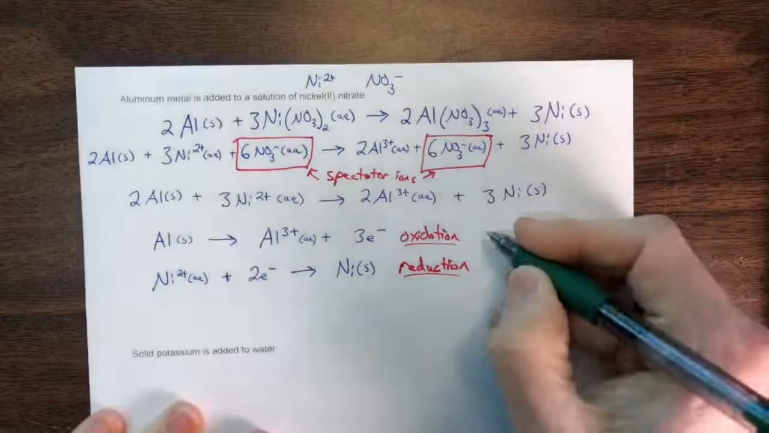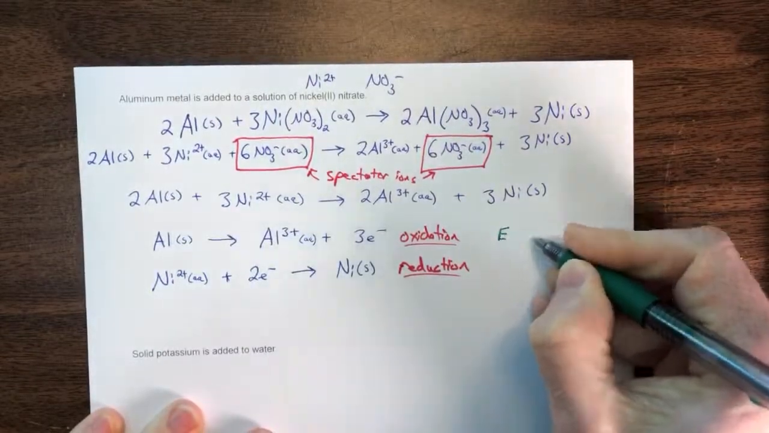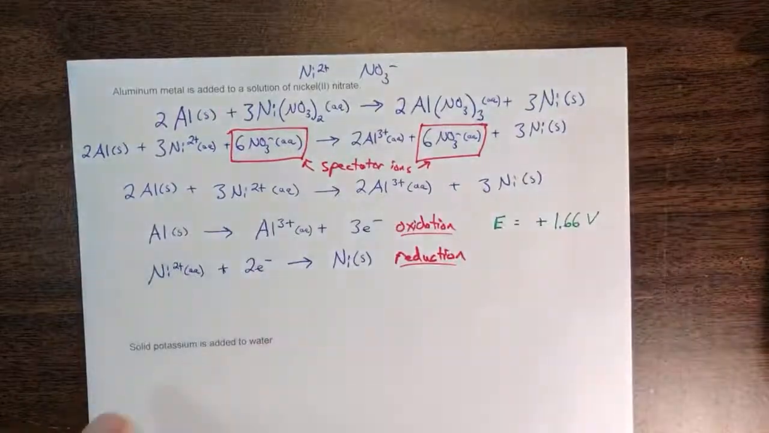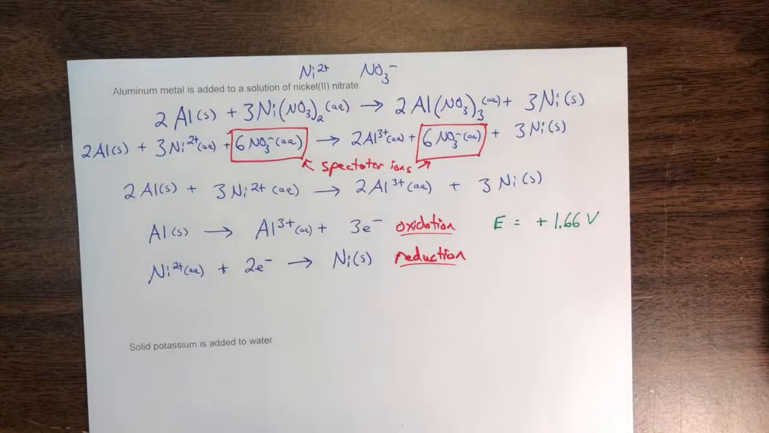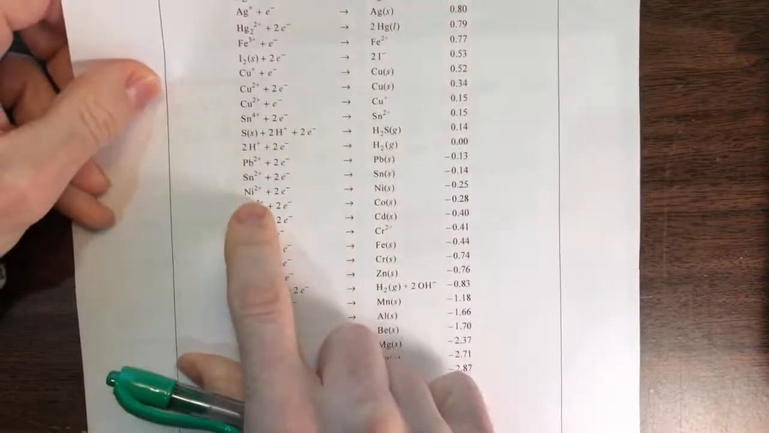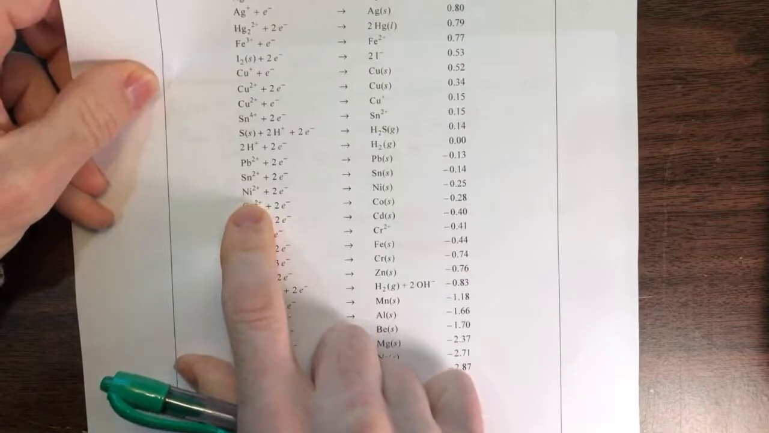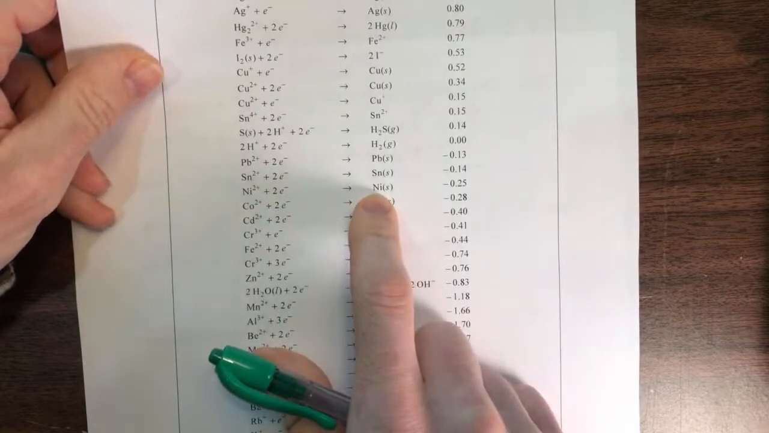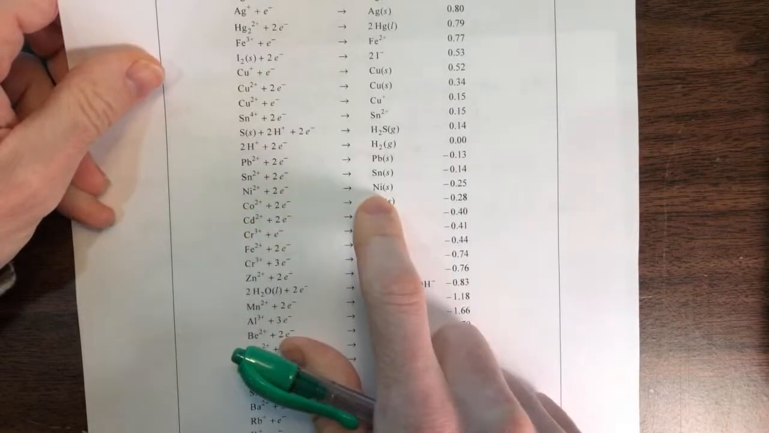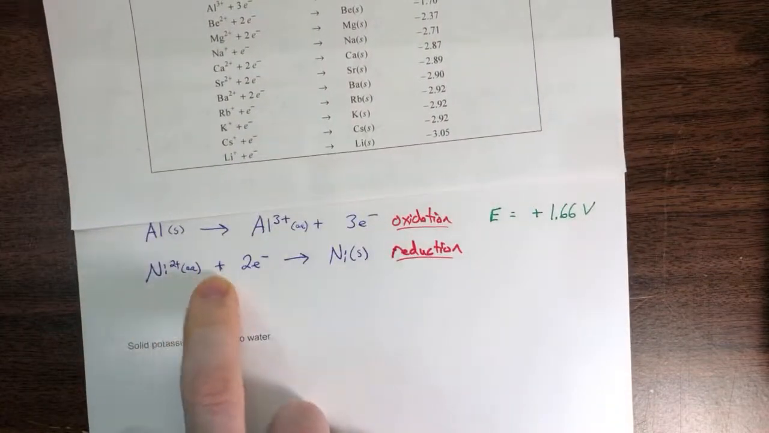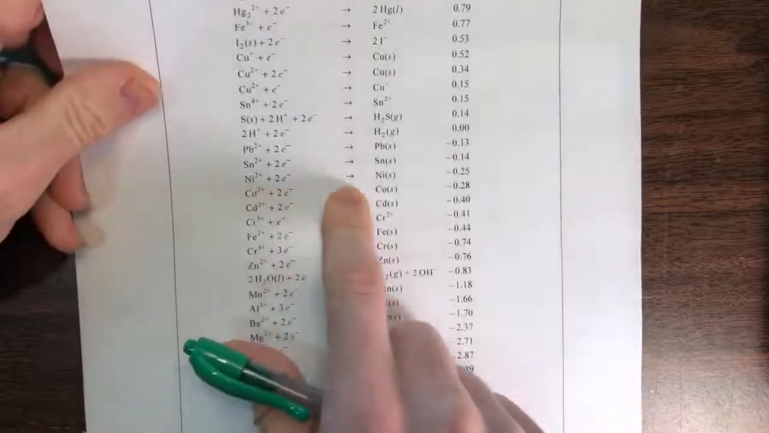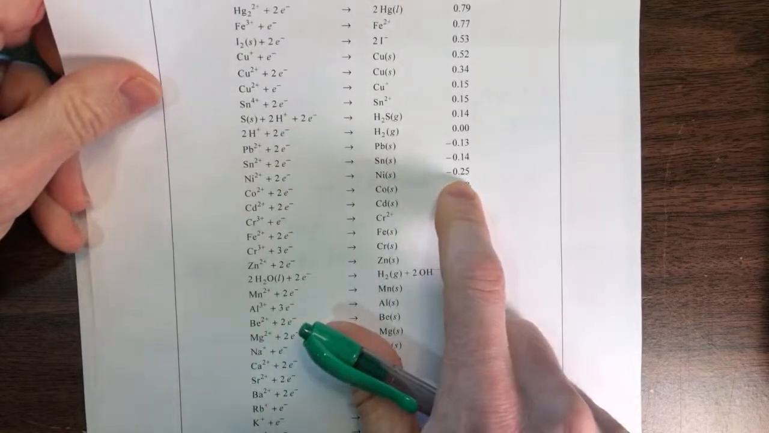Let's write that down here. So this is going to be positive 1.66 volts. All right, nickel. Where's nickel? Nickel's right here. We have nickel 2+, and we're going to gain 2 electrons and get nickel. Is that the same as what I have? Yes, look, that's the same. So nickel 2+ plus 2 electrons goes to nickel 0, exactly the same. That should be negative 0.25 volts.